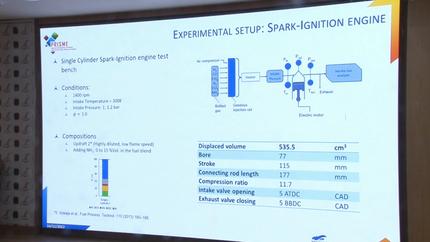Mainly because it's representative of a sewage sludge gasification, which is likely to contain ammonia. So it's very highly diluted, as you can see from the blue and the grayish here. It has a low flame speed, and in that mixture, we mixed this syngas with ammonia from 0 to 50% in volume in the fuel blend.